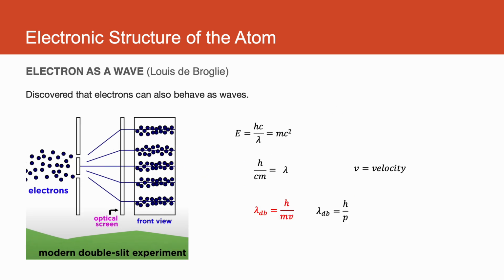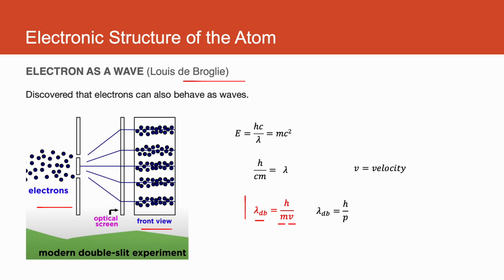Now that de Broglie was able to prove that electrons could behave as a wave, he then suggested that electrons moving around the nucleus of an atom behave like a wave and therefore have a wavelength. He proposed that the wavelength of an electron or any other particle depends on its mass and velocity.